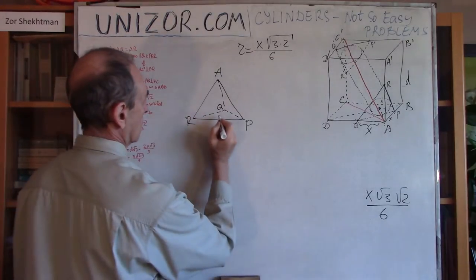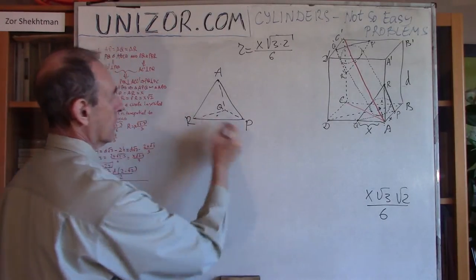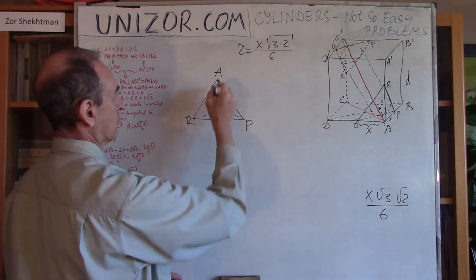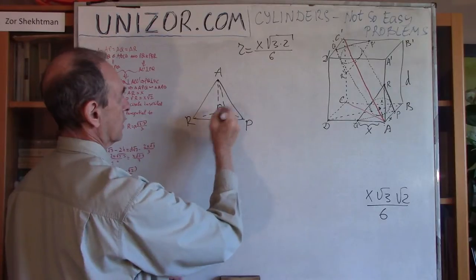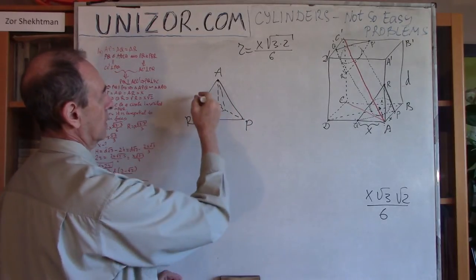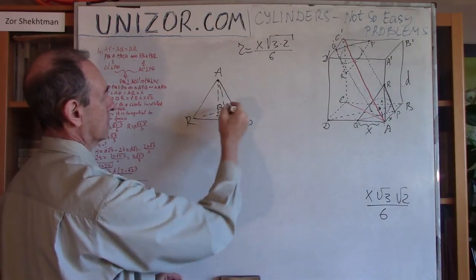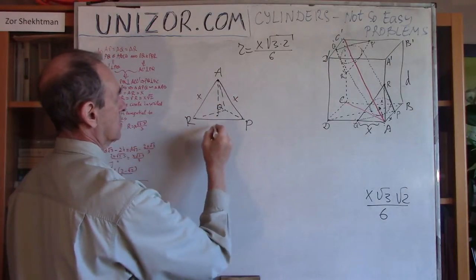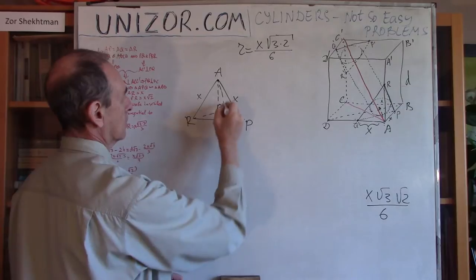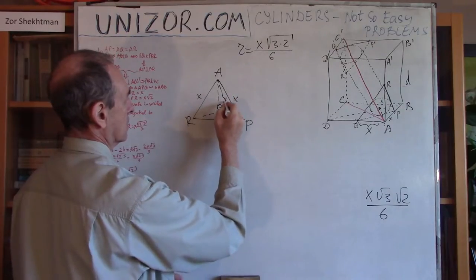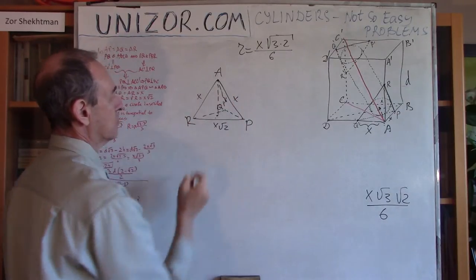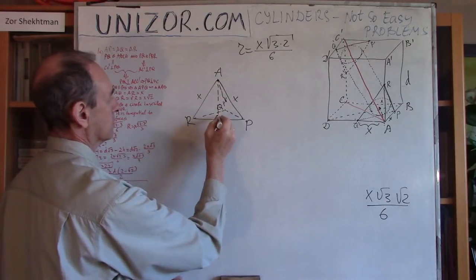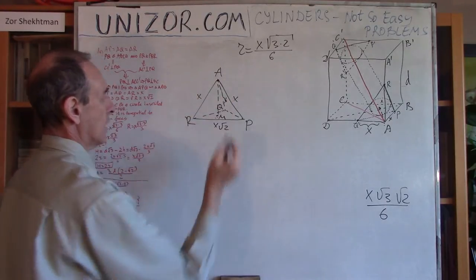So PQR is an equilateral triangle, and A is projecting to its center because everything is equal, right? AP is equal to AR equal to AQ, so all of them are equal to X. And this is X square root of 2. This is X. So the question is, what's the AP? Well, what is the height? Let's call this point, let's say M.